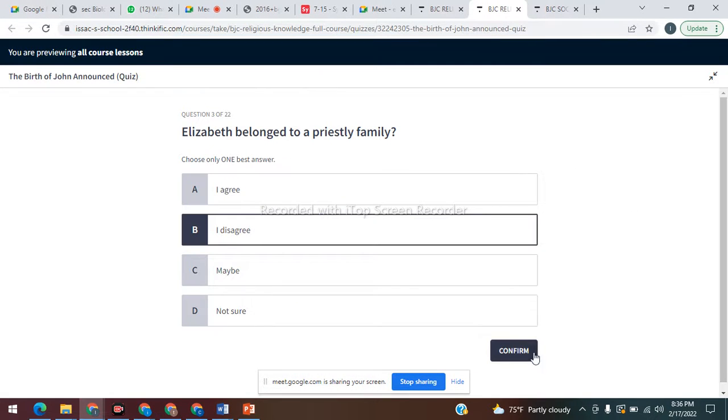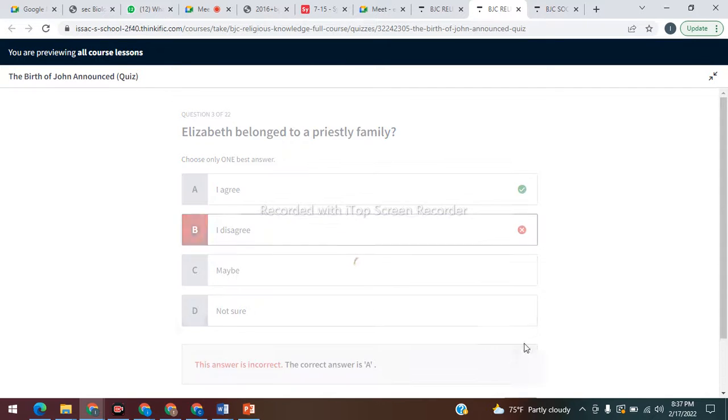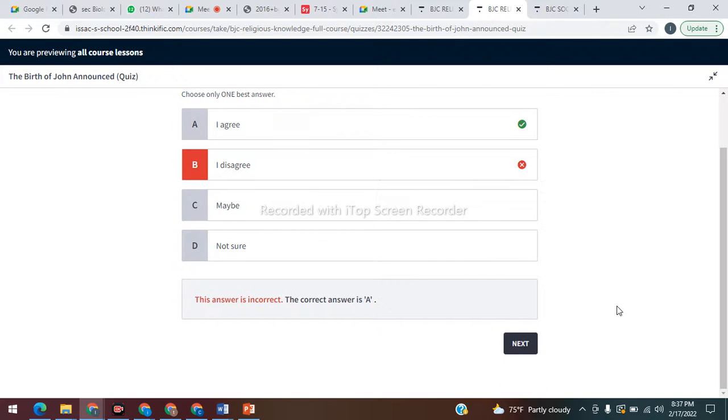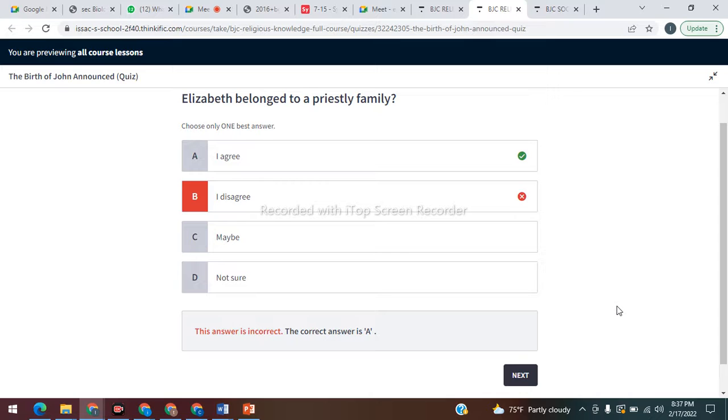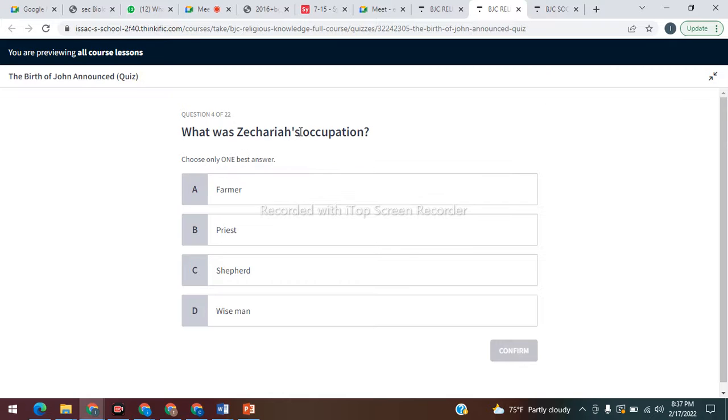Is it A, B, C, or D? We're going to trust Lionel on this one. See, why we should have listened to Ariana. Ariana said A. Sorry, Ariana.